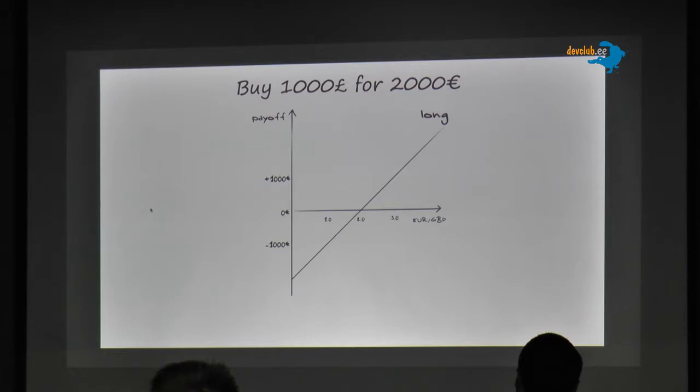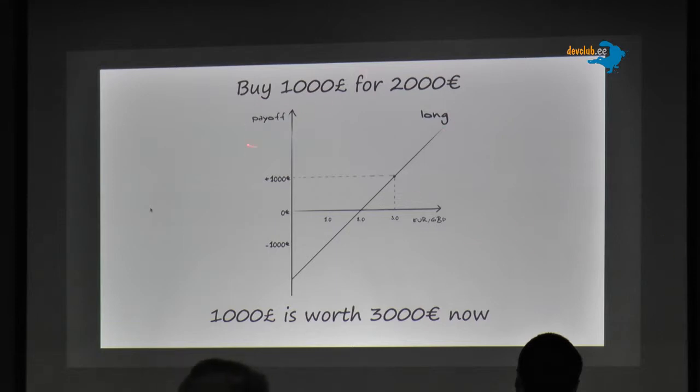So let's say that the exchange rate goes up. The exchange rate goes to 3. What happens then? If it goes to 3, then this £1,000 that we bought earlier is now actually worth 3,000 euros on the market if we would want to sell it. Therefore, our payoff or profit would be 1,000 euros. Now, what happens if the rate goes down? Pretty much just the opposite. The rate goes to 1, then we would lose 1,000 euros, right?